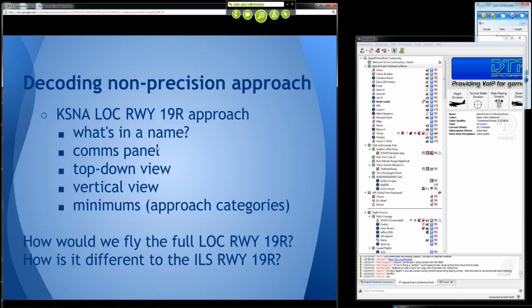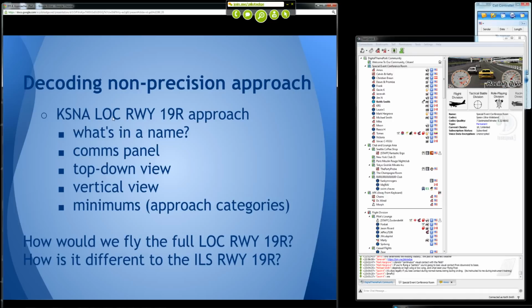Okie dokie. So I've been saying all along that this is a plate that wears two hats. It's both a precision and a non-precision approach plate. So far we've been talking about the ILS 19 right. Now it's time finally to discuss how we would fly this as a localizer approach. And we'll talk about what's similar and what's different. Obviously there's quite a bit of similarity between the two, otherwise they wouldn't have crunched it all into one plate.